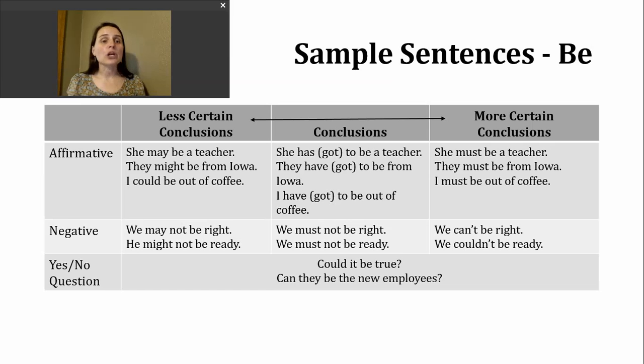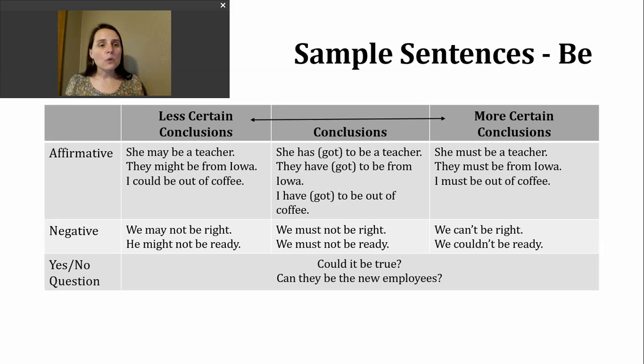And again, we're going to go from less certain to very certain. If we are not very confident with our negative conclusion, then we're going to use the modals may and might. So here are two examples. We may not be right. He might not be ready. So all we're doing is inserting not between the modal and the base verb.